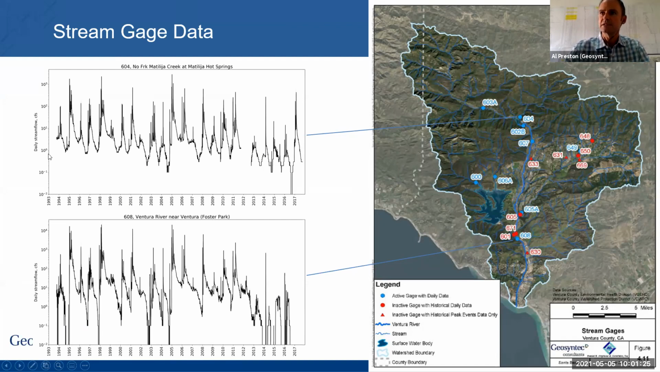It's on a log scale, so we can see we get low flows in the summers, high flows in the winters, as you'd expect. And then another example is down near Foster Park, and we get similar trends. We do get lower low flows, and that's due to the interactions with the groundwater, and we also get higher high flows just because it's further down in the watershed. So again, the goal would be to be able to reproduce the trends at each of these stream flow gauge locations.